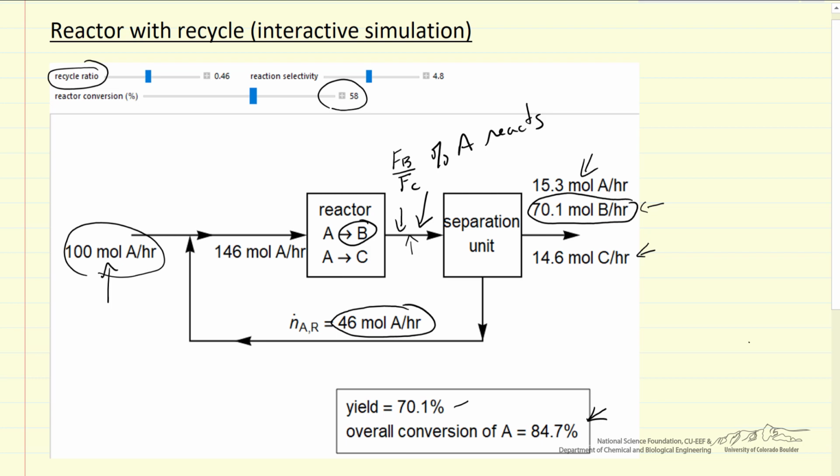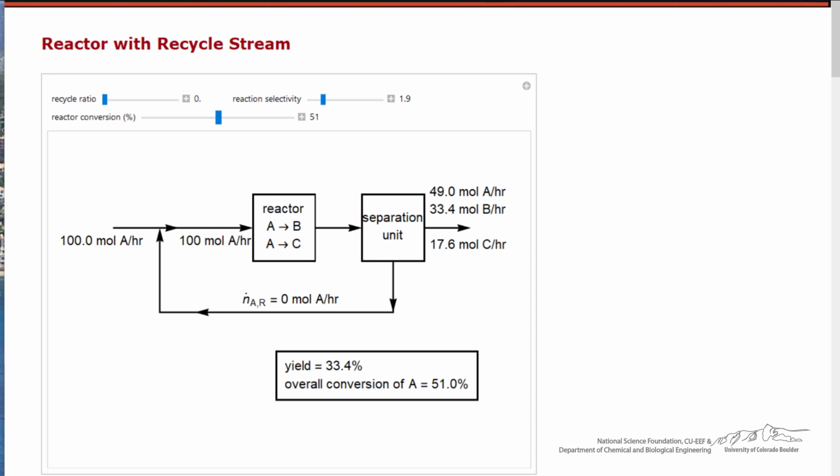So let's look briefly at the simulation to understand how things change as we change the conversion, the recycle ratio, and selectivity. So here's the simulation. The recycle ratio is set at 0, and you'll notice then that the overall conversion, 51%, that's also the conversion through the reactor because there's no recycle.